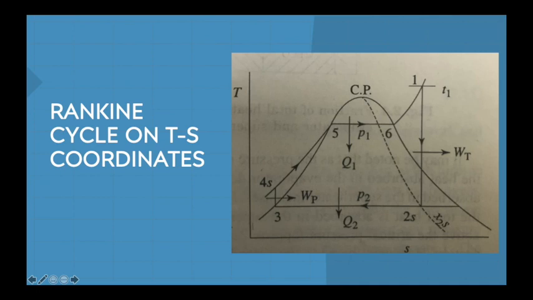Now, this diagram, which is a Rankine cycle TS diagram, represents all the four processes which I have just discussed with you. The process 3 to 4 is a pumping process. The process 4s to 1 is a heating process in a boiler. The process 1 to 2s is the reversible adiabatic expansion process, and the process 2s to 3 represents the heat rejection at constant pressure in a condenser.